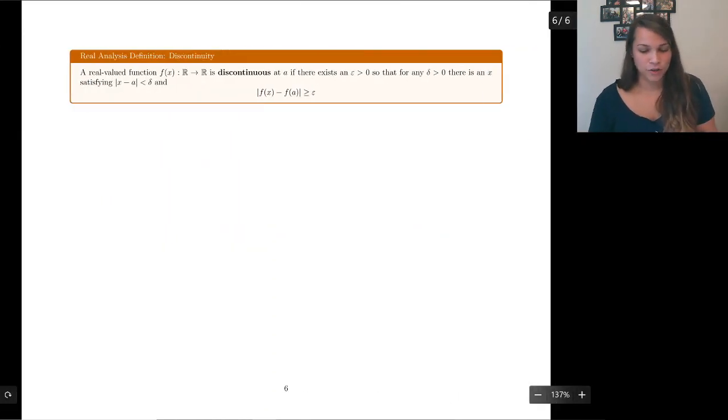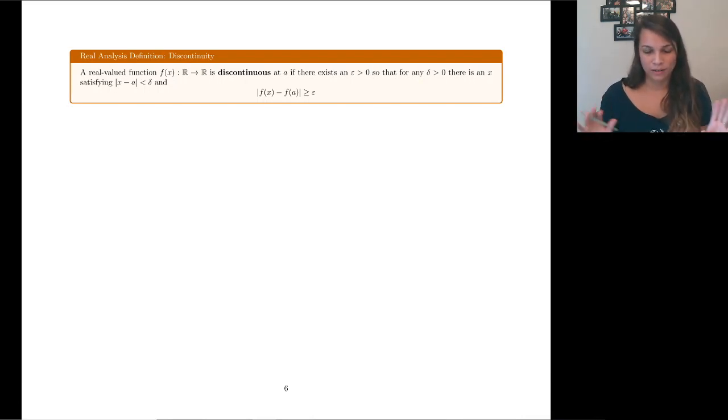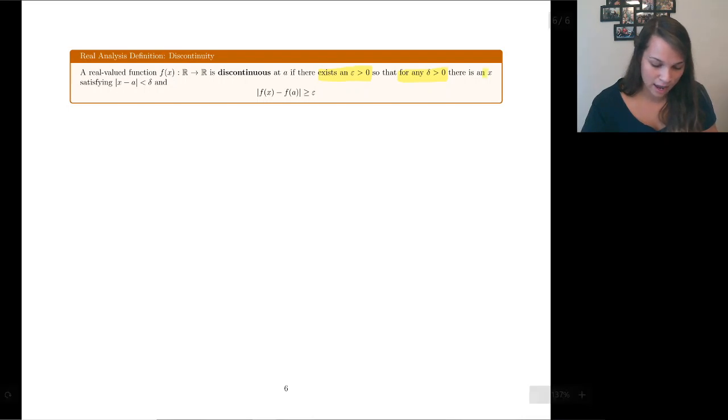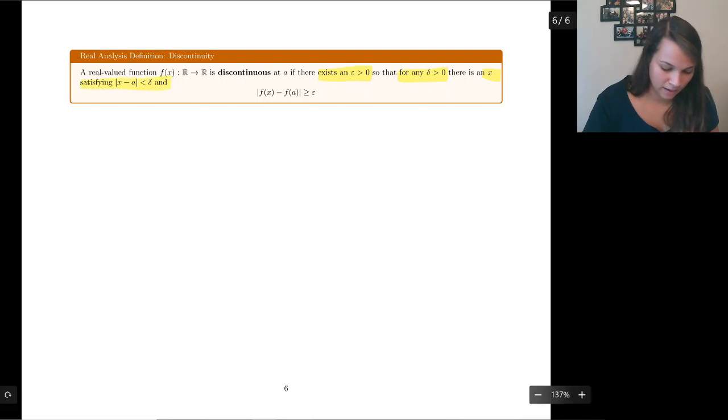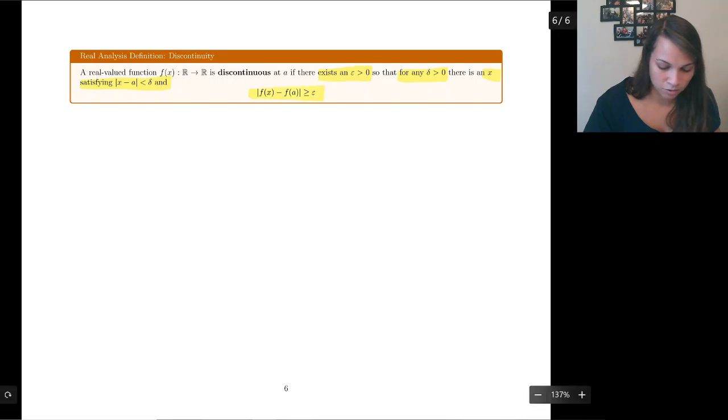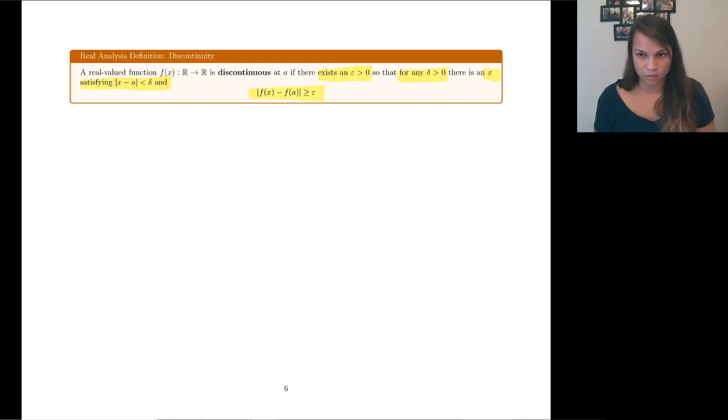Here you go, translating it back into the full definition, that at least that you would see vernacularly show up in real analysis. We've got our there exists an epsilon for any delta such that there is an x satisfying our less than delta and also greater than or equal to epsilon. And then that's all I have.